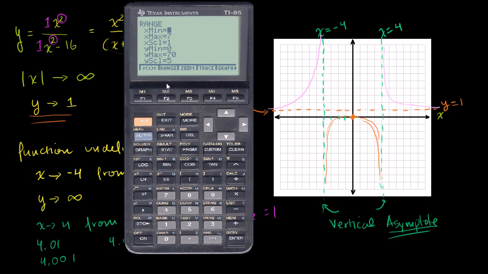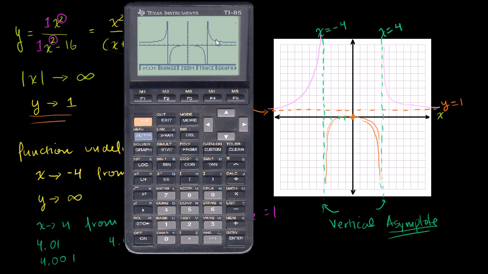Let me see, x minimum value I want for x, let's say it's negative 10. My maximum value I want for x is 10. X scale is 1. Y minimum value, I want negative 10. Y maximum value, I want 10. And then Y scale, I want 1. Now let me graph it. And there we go. Look at that. Just like what we drew.